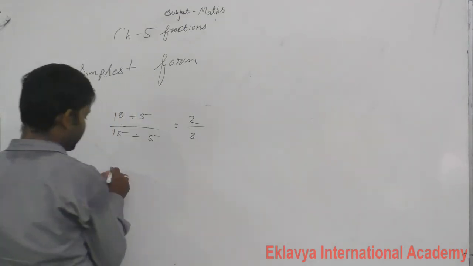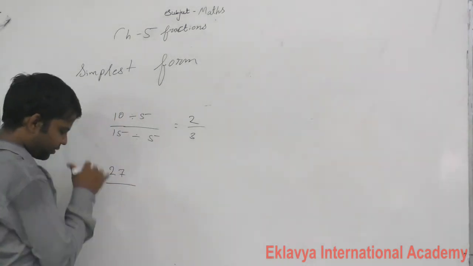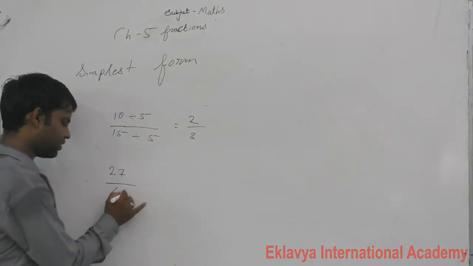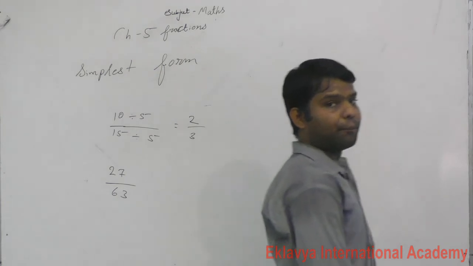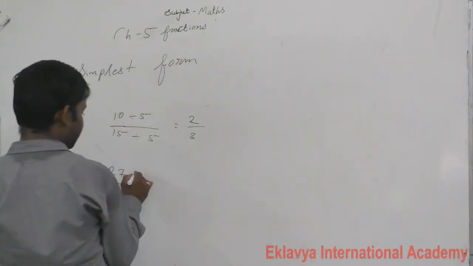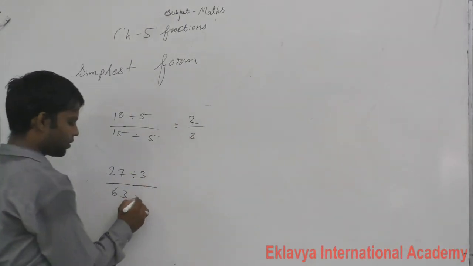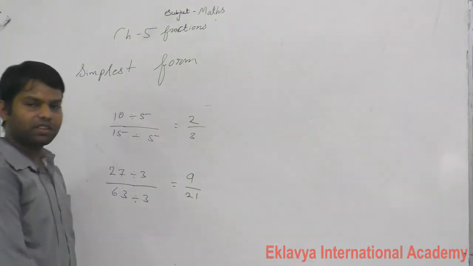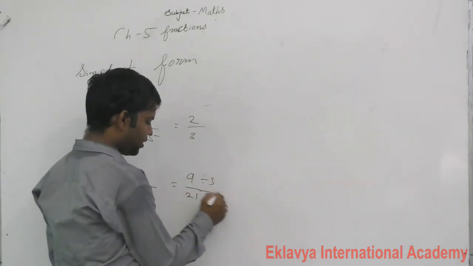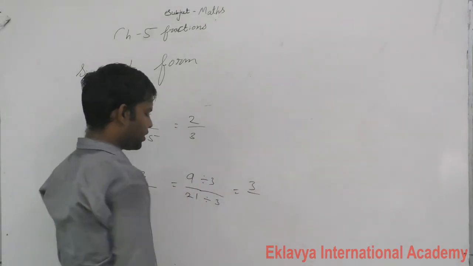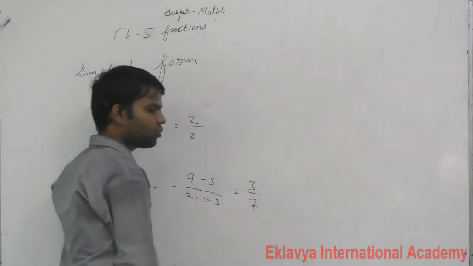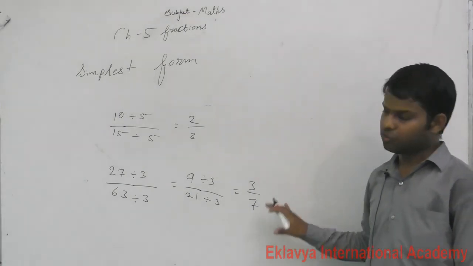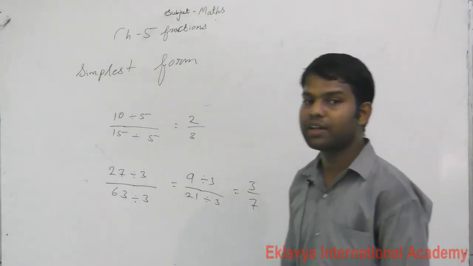If we have 27 upon 81, or 63, we take 63. Both numbers are divisible by 3. So we get 9 from 27 and 21 from 63. Again both numbers are divisible by 3. We get 3 from 9 and 7 from 21. Now 3 upon 7 is not divisible by any number, so it is our simplest form of a fraction.